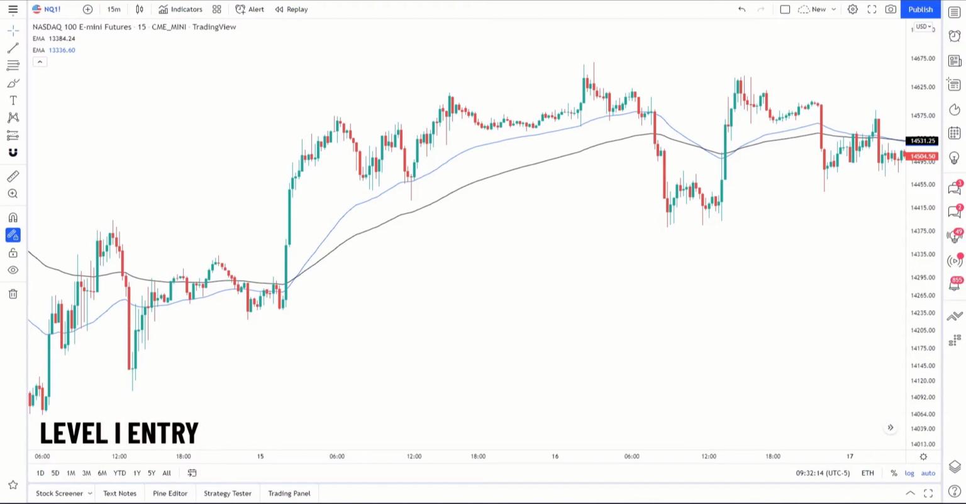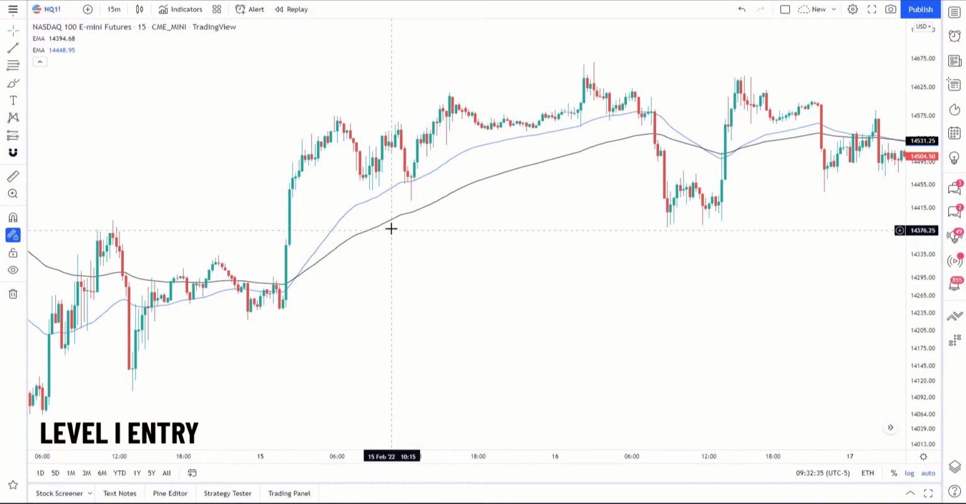In this example, we're going to take a look at the level 1 entry. Level 1 entry is the riskiest of the 3 entries that we have because when we look for our first pullback, we want to see the price retrace immediately off the moving average zone.